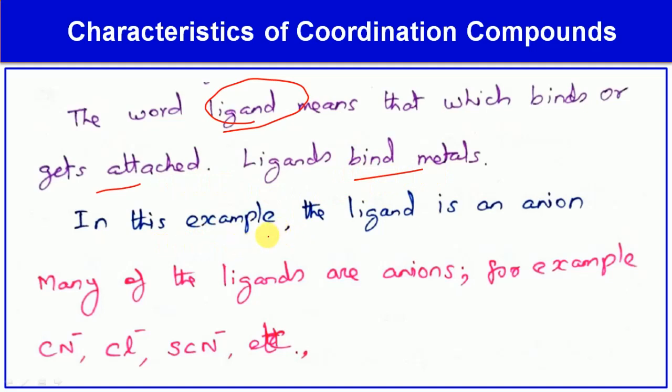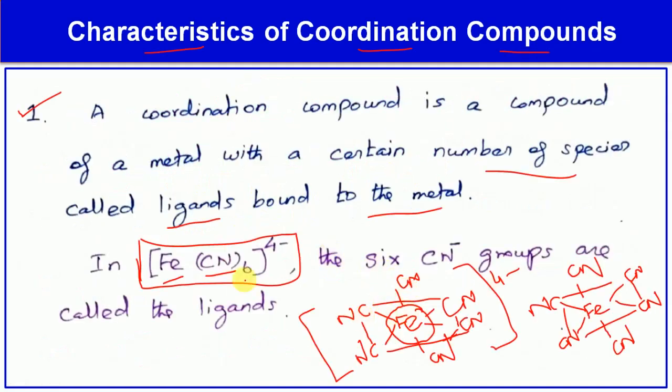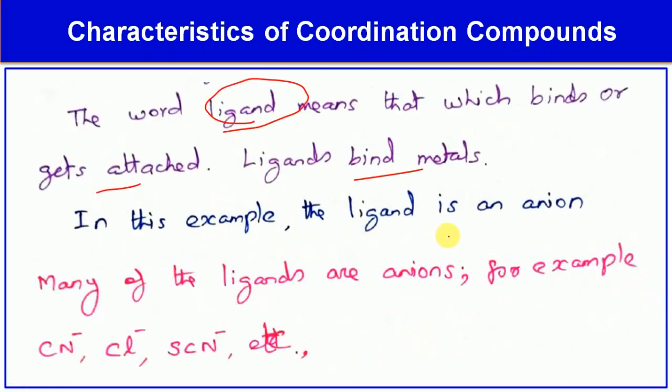In this particular example, the ligand is an anion. Cyanide, CN minus, is the anion. Many of the ligands are anions. For example, cyanide, chloride, thiocyanate: CN minus, Cl minus, SCN minus, Br minus, I minus, whatever it is. These are the anions.